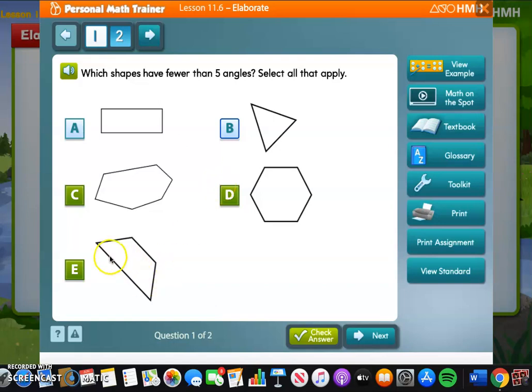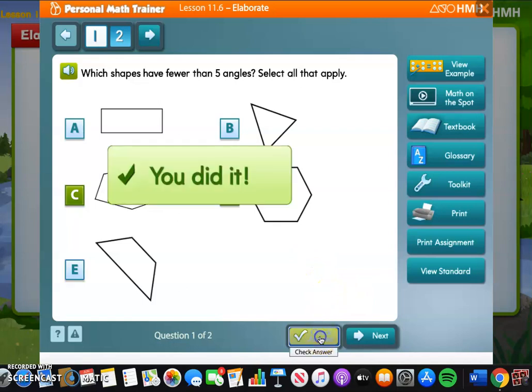And then let's take a look at this last one over here. So we have 1, 2, 3, 4 angles. So 4 angles is less or fewer than 5 angles. So this one would also fit into this category. And those are all the ones that would be fewer than 5 angles. You did it!